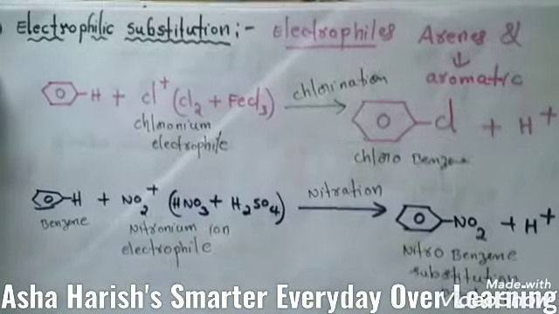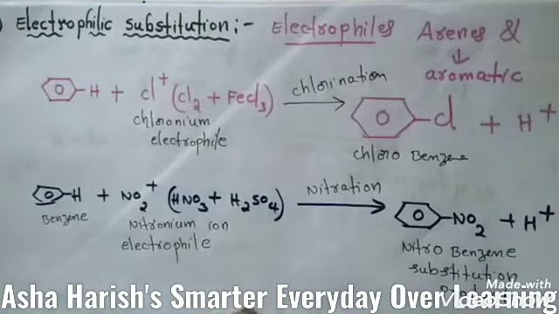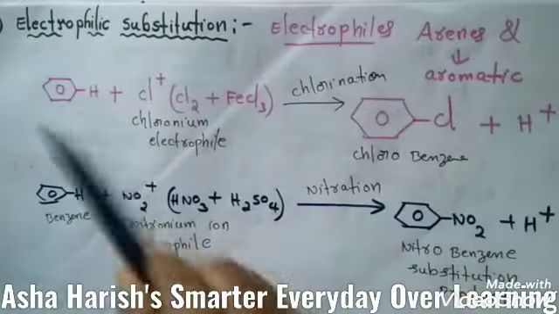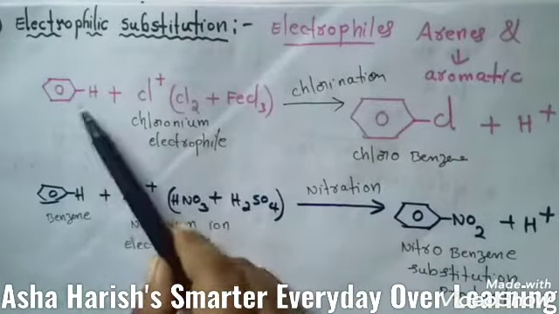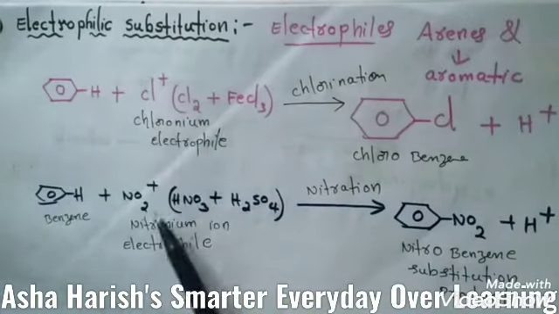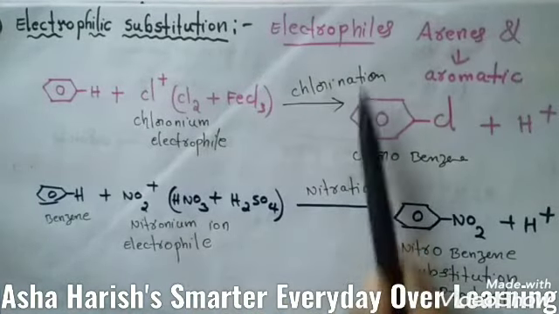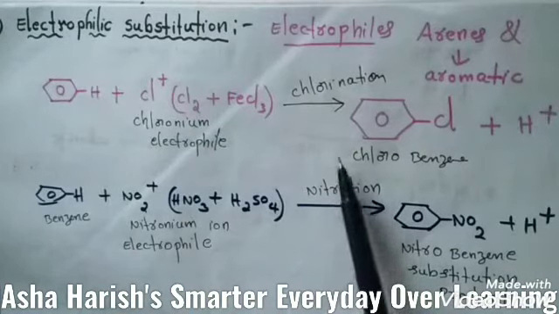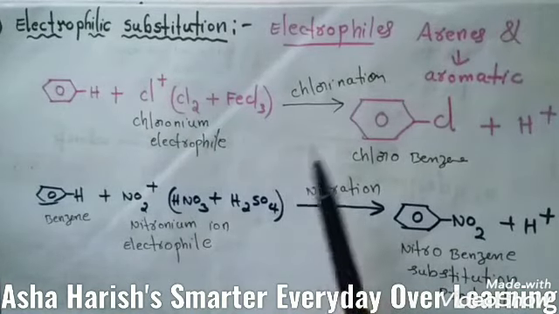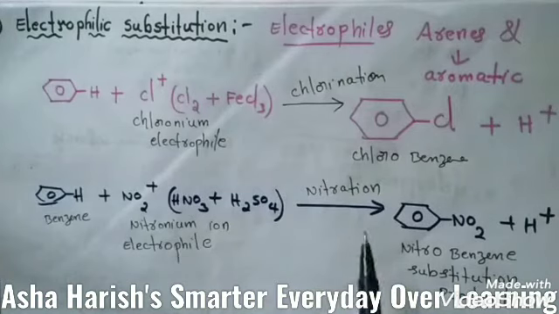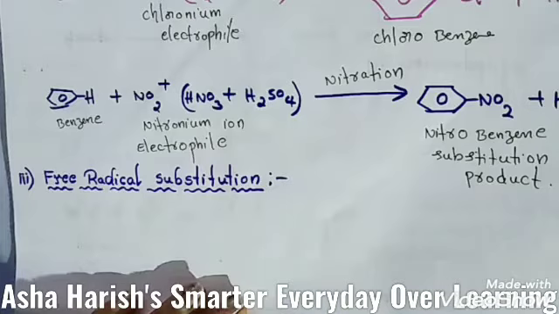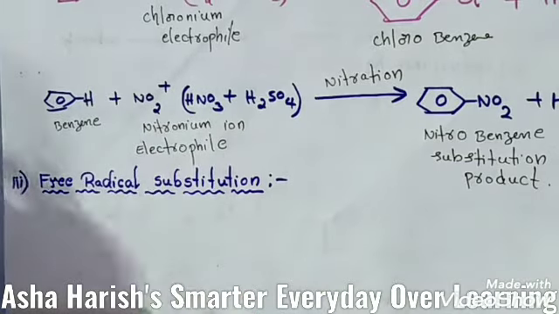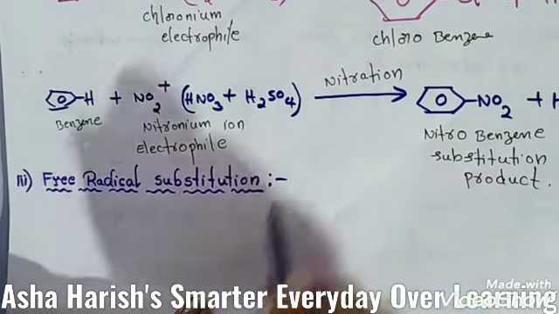So students, this is about electrophilic substitution reactions, and these are the examples with benzene. If you add chlorine, and if you add nitro group also, chlorination process and nitration process we have studied in these electrophilic substitution reactions. Now let's see about free radical substitution reactions. Free radical substitution. Here these substitution reactions are brought about only by free radicals.